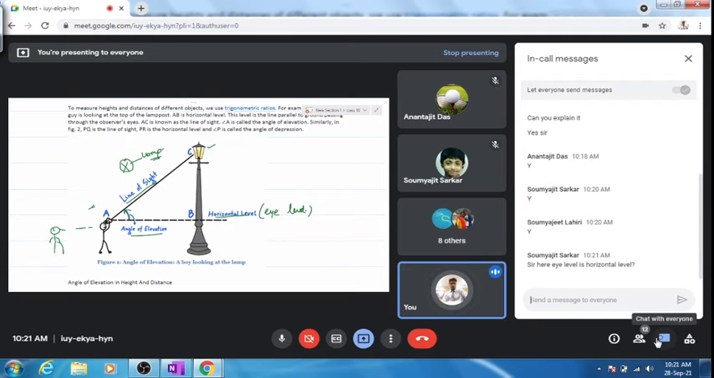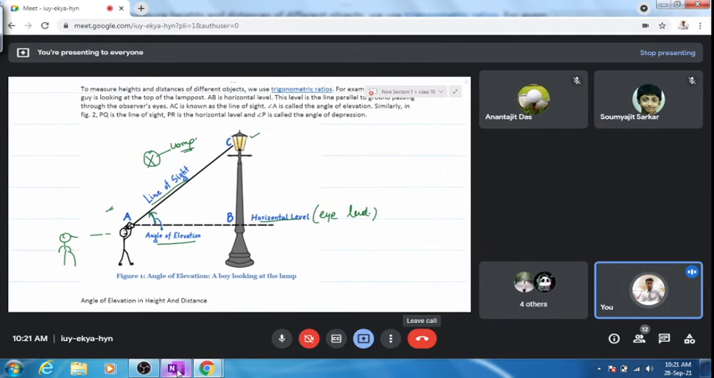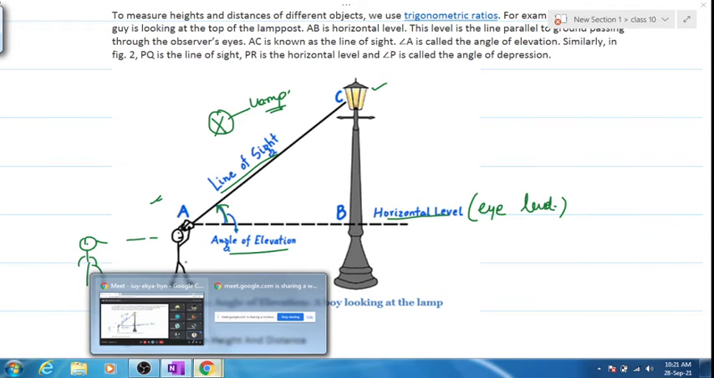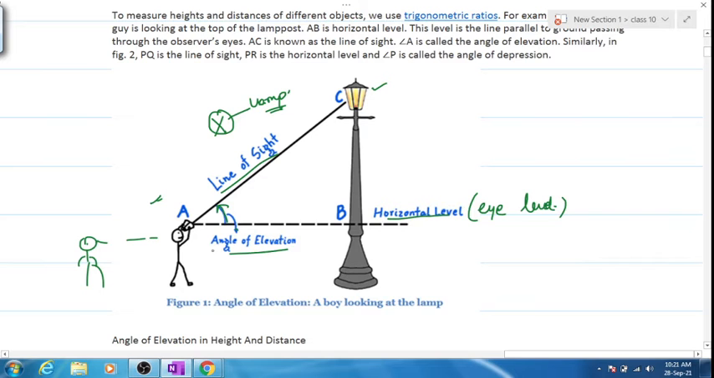Sir, here eye level is the horizontal level. Yes. Wherever the eye level is, that will be considered as the horizontal level, because through your eyes you will be moving up and down, right? If our eyes had been out here in the stomach, then we would say that the stomach is the horizontal level.